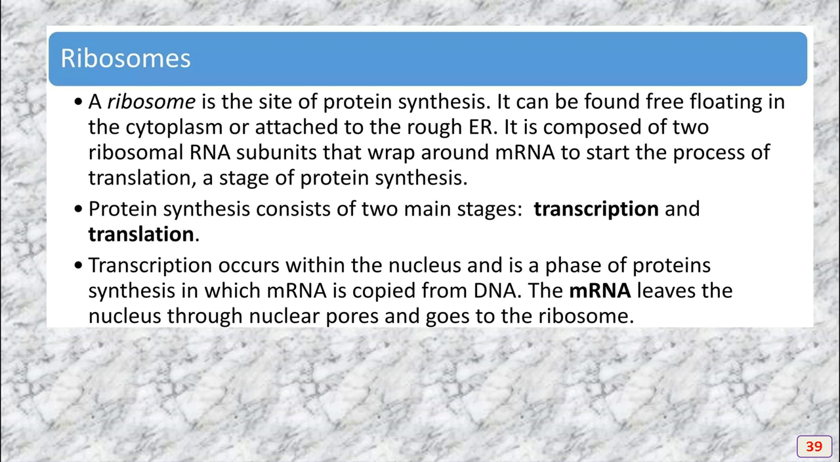We are not interested in other things, whereas the animal cell is composed of two ribosomal RNA subunits that wrap around mRNA to start the process of translation, then the stage of protein synthesis, and so many other things. So protein synthesis contains two important stages. One is transcription and the other one is translation. So we need to think along these lines now.